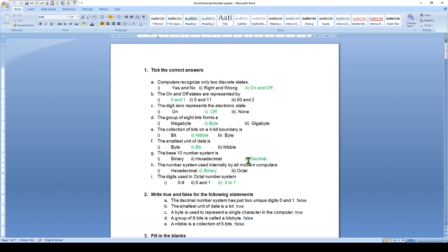Why? Because in decimal we use 10 digits. There are 10 different digits or symbols used in decimal number system. That is from 0, 1, 2, 3, 4, 5, 6, 7, 8 and 9. So 0 to 9, there are 10 different digits that are used in decimal number system. So the base of the number system is 10.